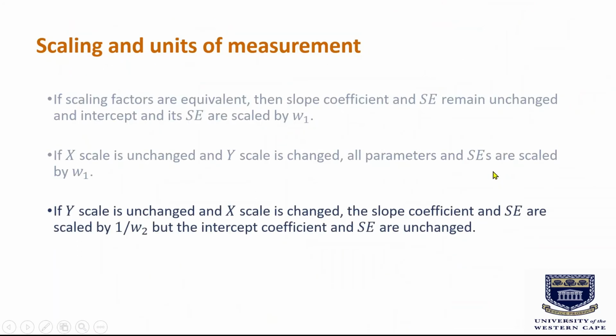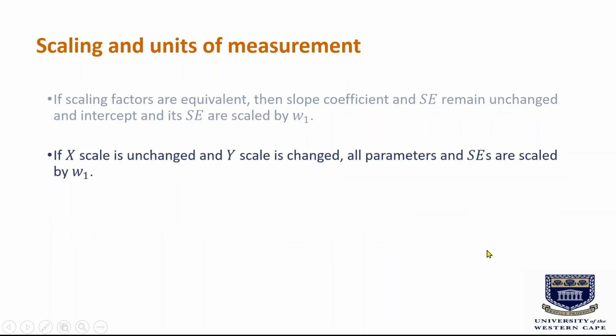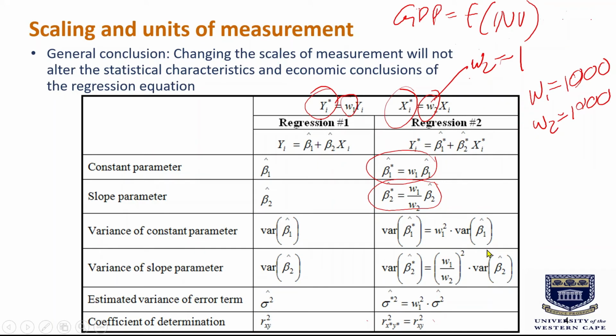All right, then the third point says that if the Y scale is unchanged and the X scale is changed, the slope coefficient and its standard error are scaled by 1 over W2, but the intercept coefficient and its standard error are unchanged. Again, looking at the formulas, this is just obvious, because in this case W1 equals 1, okay? So the constant parameter doesn't change, so beta 1 hat star equals beta 1 hat. However, the slope parameter now changes by 1 over W2.